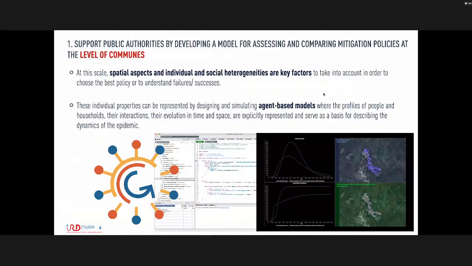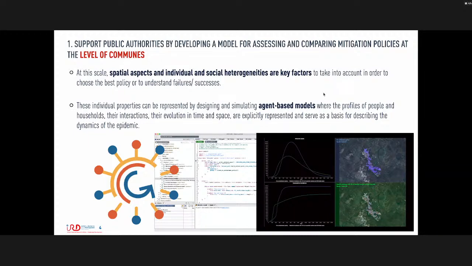So for the first goal, supporting public authorities, we decided really to stick with the policy of the Vietnamese government. So to say, okay, our scale will be the district or the commune, around 10,000 inhabitants, around this size of space. And we will, as much as we can, work on this scale and provide a time scale of 1 hour, so a time step of 1 hour, which was considered quite coherent with the spatial scale we were using.